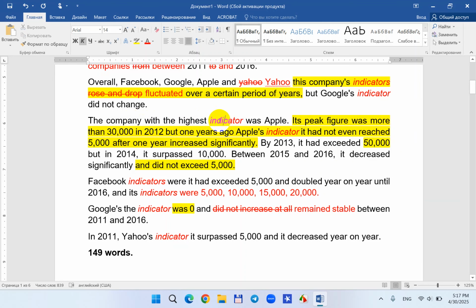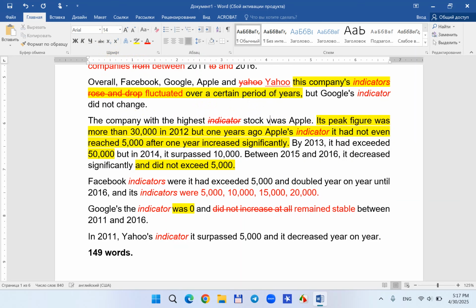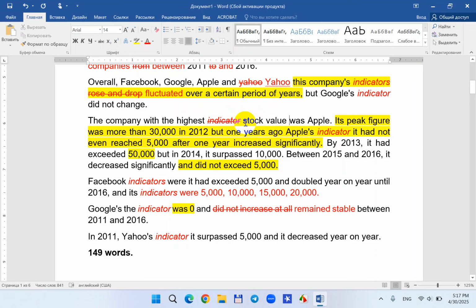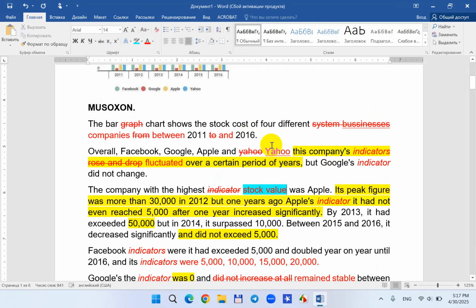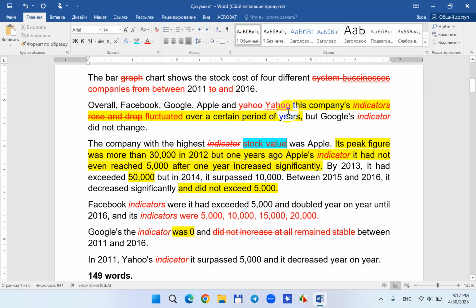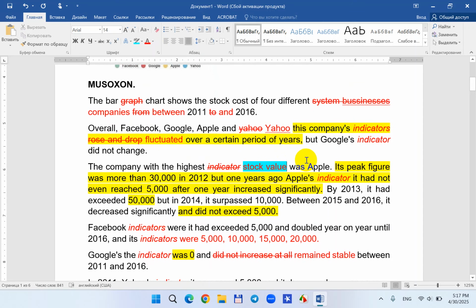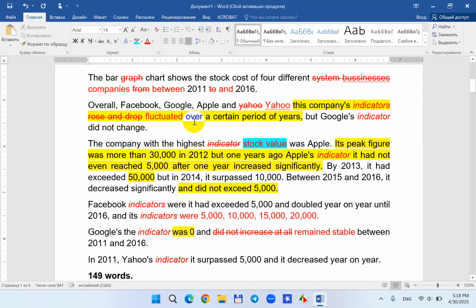Company with the highest indicator. No, not highest indicator. It's the highest stock value, let's say. Is the highest stock value. For example, this one would be much better compared to your original form. And I think I am done. I'm not going to score this essay. I'm not going to give the score. But the score is too low, and that's a shame.